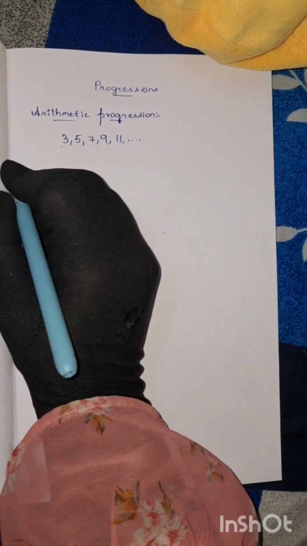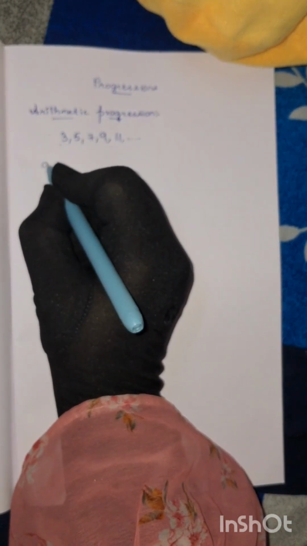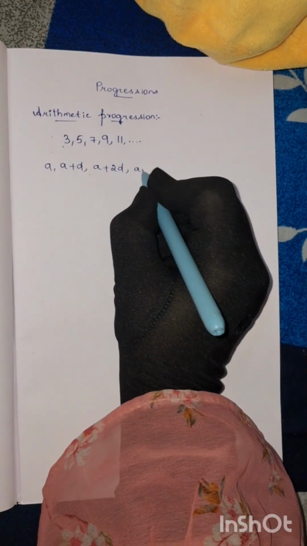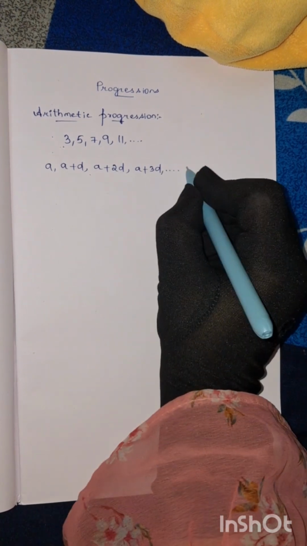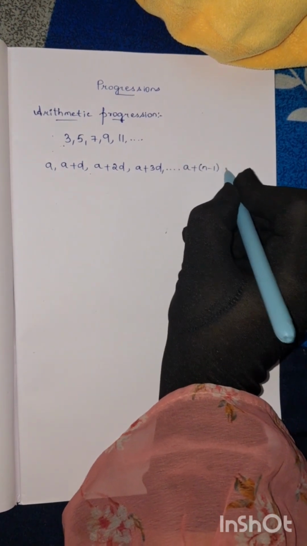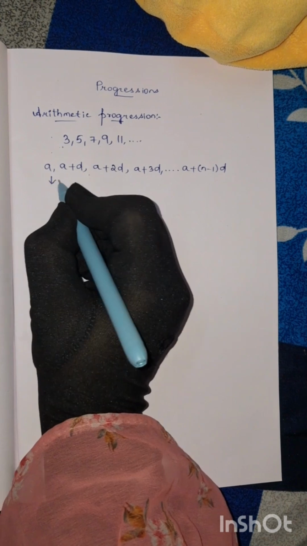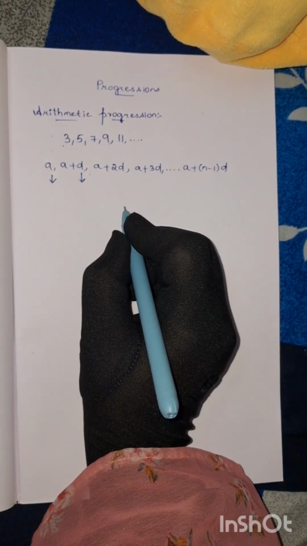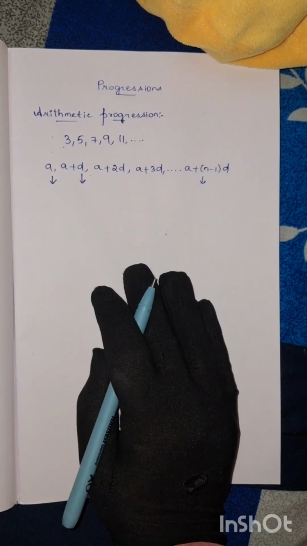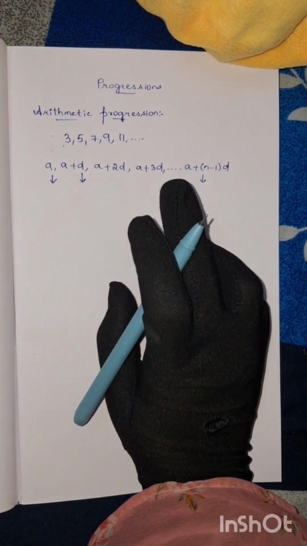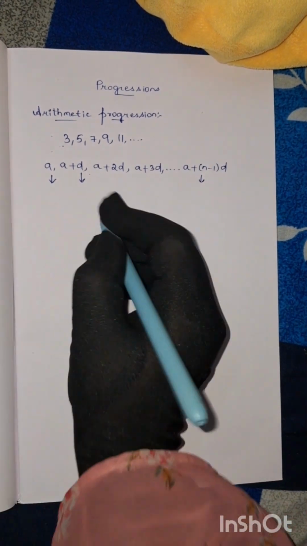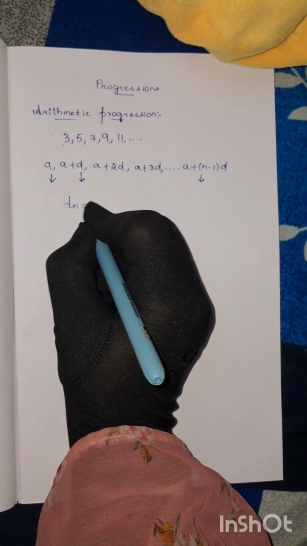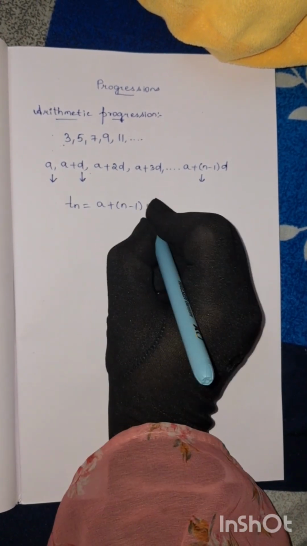The general form of an AP is a, a plus d, a plus 2d, a plus 3d, and so on till n terms, a plus (n minus 1)d. Here a is the first term in the series, d is the common difference, and n is the number of terms. For the nth term we have the formula a plus (n minus 1)d, since we are finding the last term.